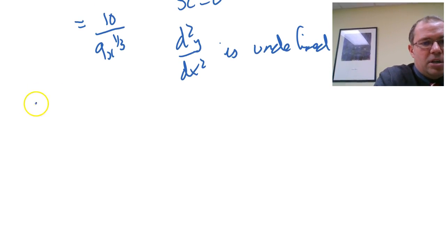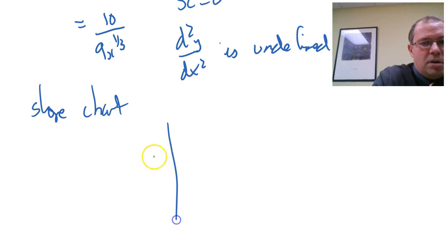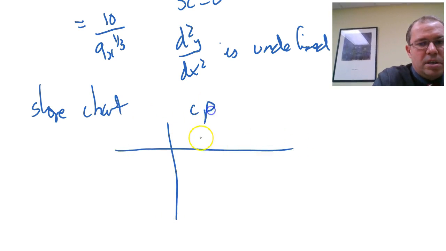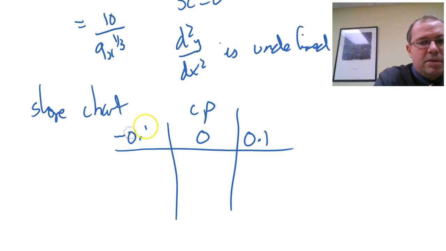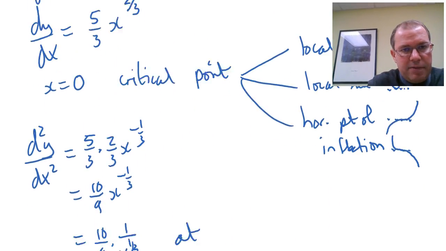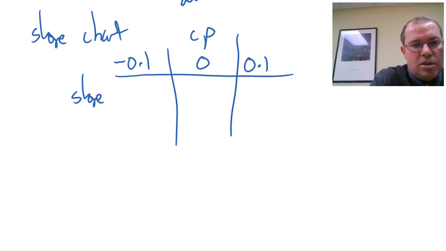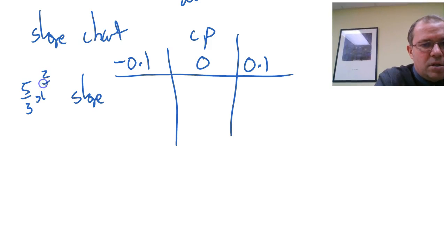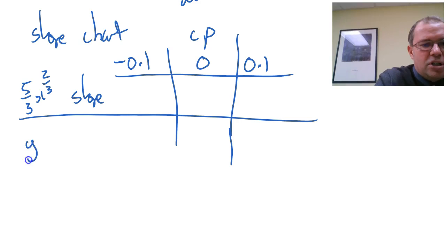So let's have a look at a slope chart. In this slope chart, we're interested in our critical point at x equals 0, and just to the right of it and just to the left of it, what's happening to the slope and the function. So the slope function dy/dx is 5/3 x to the 2/3. And then I'm interested in what that tells us about our function y equals x to the power 5/3.